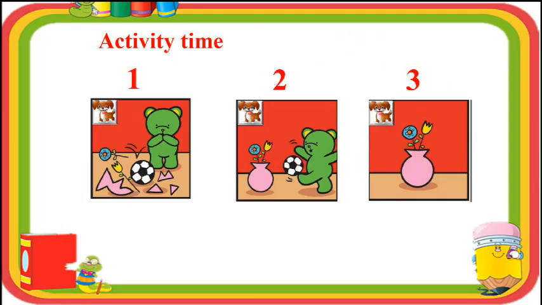Activity time. In this activity, you have to identify the beginning, middle, and the end of the story. You have to arrange by its number. I have given a number in each picture. So you have to tell me which picture shows the beginning, middle, and the end. Okay, students?